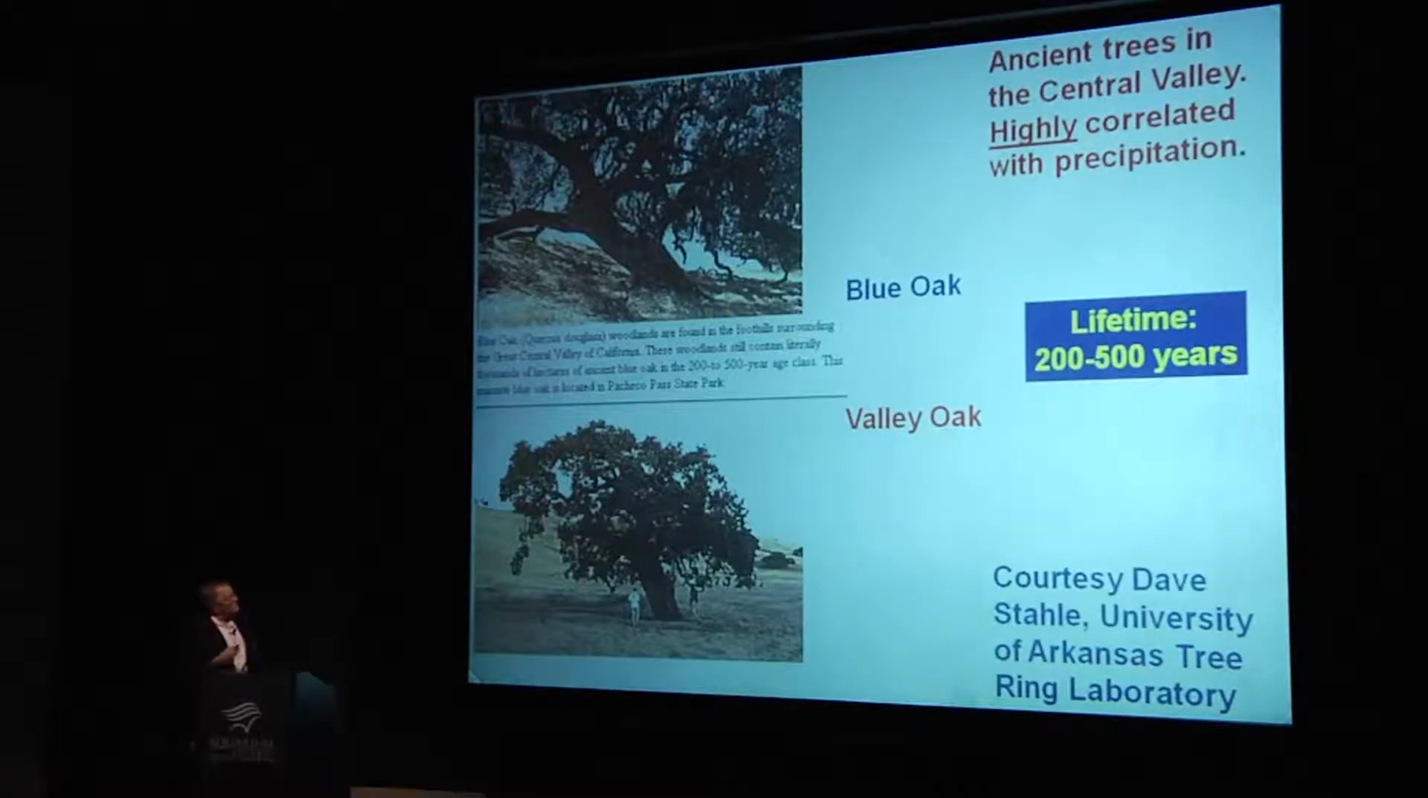So how do we get at some of the further history? Well, it turns out we have a couple of oaks. There's blue oak and valley oak that live in California. They live about 200 to 500 years or so. It turns out their ring width is highly correlated with precipitation. It's one of the best correlated tree species on Earth, with correlations of 0.8 and 0.9 of ring width with annual precipitation. They seem to be very good indicators.